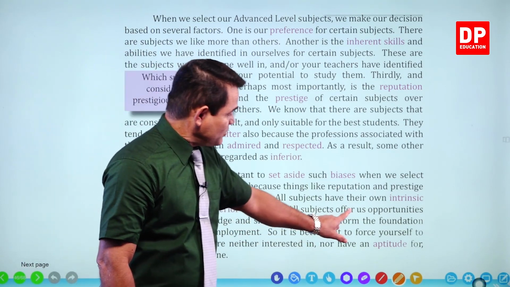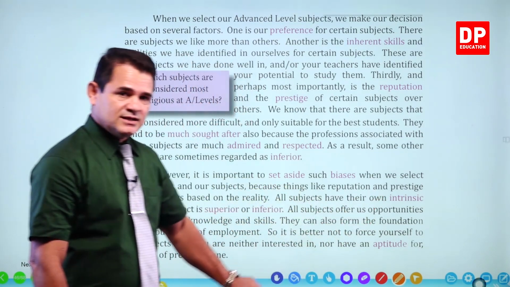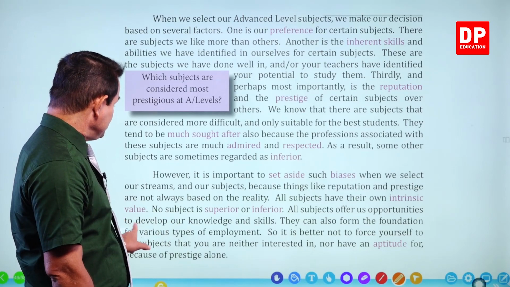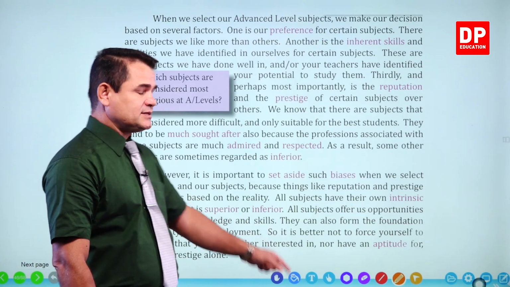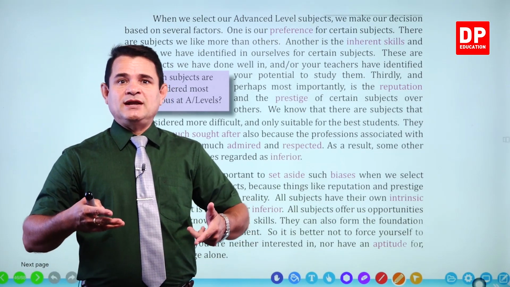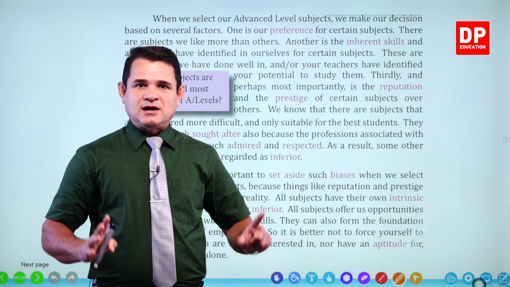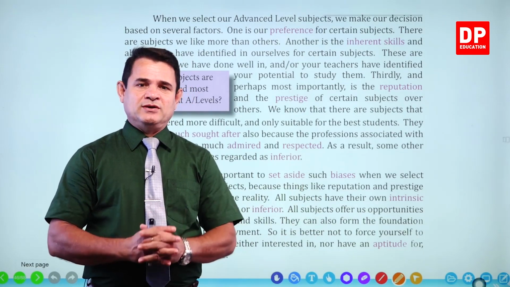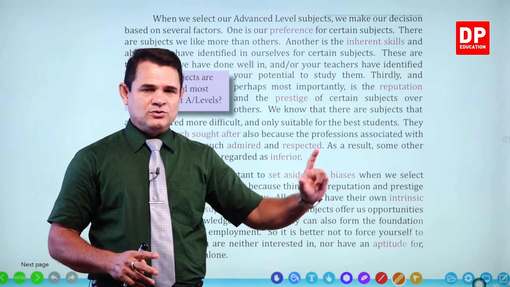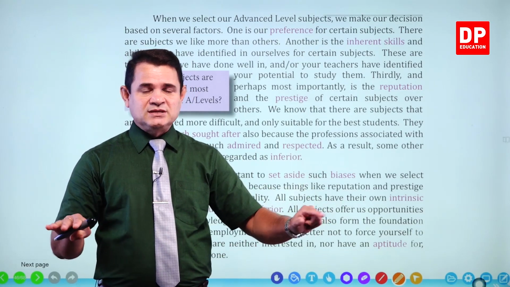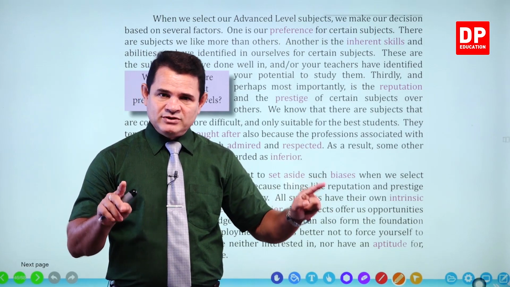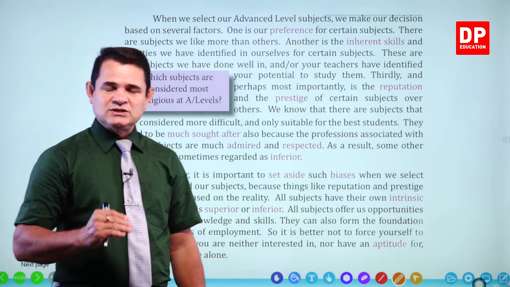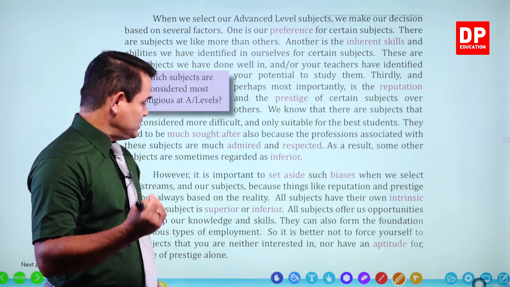All subjects offer us opportunities. What for? To develop our knowledge and skills. All these subjects help us increase our knowledge and skills. Not only one or two subjects, all the subjects in an equal way give us opportunities to improve our skills and increase our knowledge.